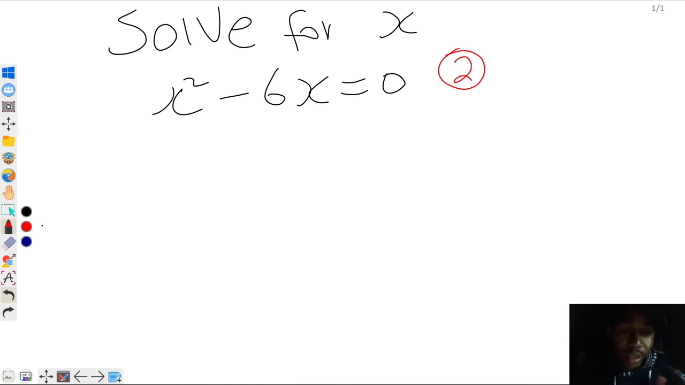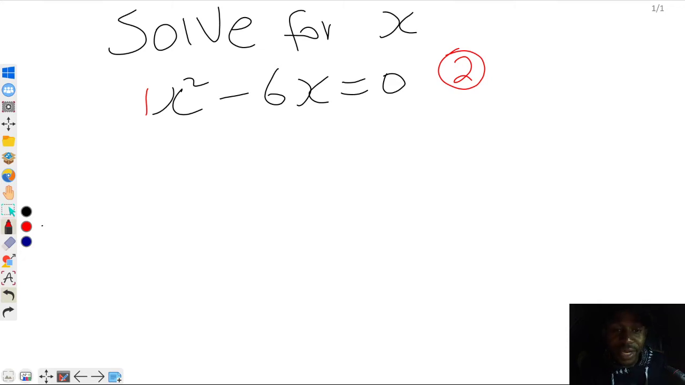How do we solve this question? We are going to solve this question by factorizing or factoring out what is common on each term. We see that we have x squared minus 6x is equal to 0, not forgetting that here we have a 1, which normally we don't write, just we want the equation to look nice. Okay, so we have 1x squared minus 6x is equal to 0.